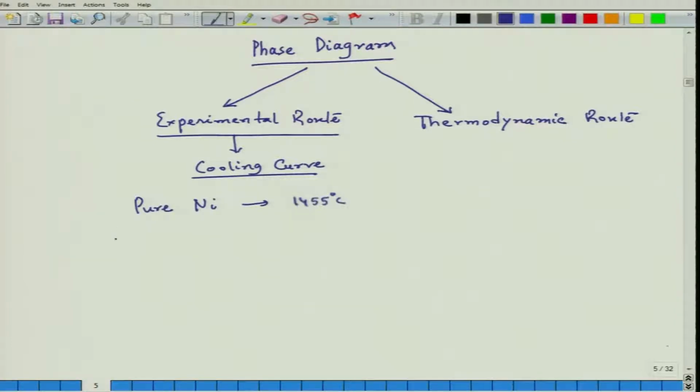If we take nickel in a crucible and then take it inside a furnace, and also we connect a thermocouple in order to see the temperature of this nickel, and then we take the temperature of the furnace to around 1550 degrees Celsius, then all the nickel will melt.